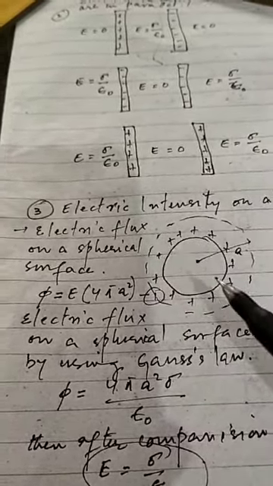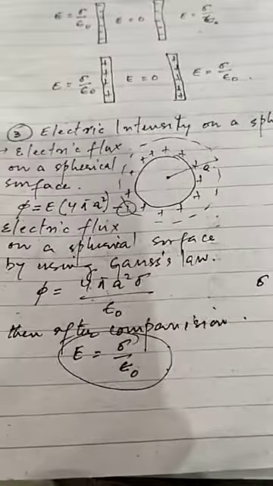In the second step, when you use Gauss's law, then flux becomes 4 pi a square sigma over epsilon naught. After comparing these two results, you have obtained E is equal to sigma over epsilon naught. Sigma is equal to total charge over area, and the area of a spherical surface is 4 pi a square.